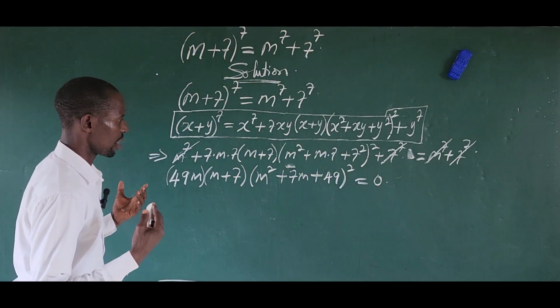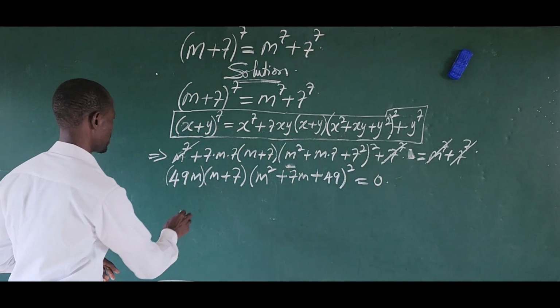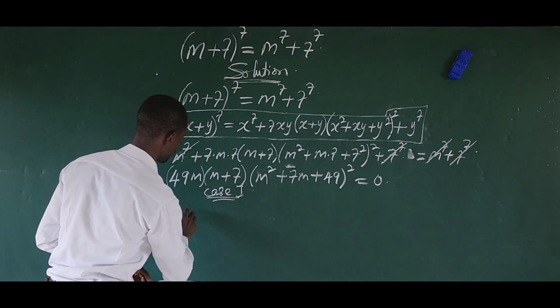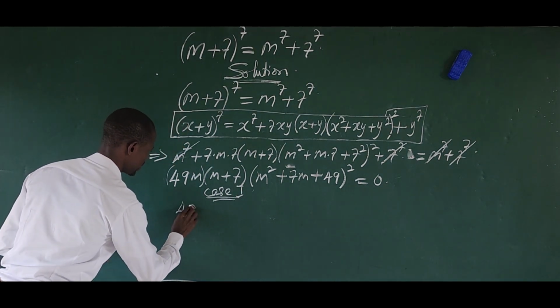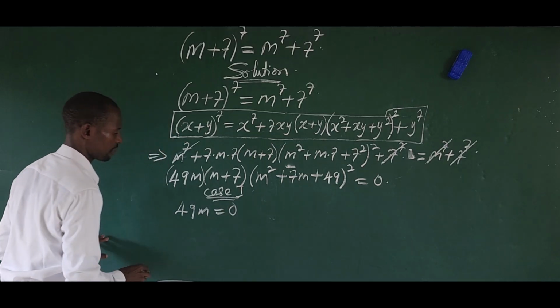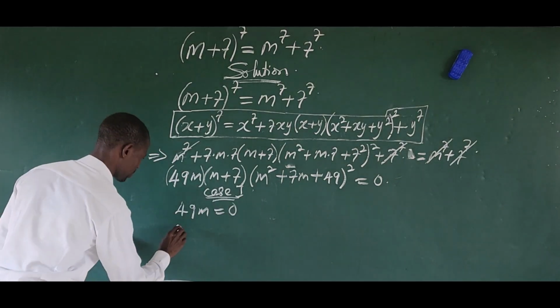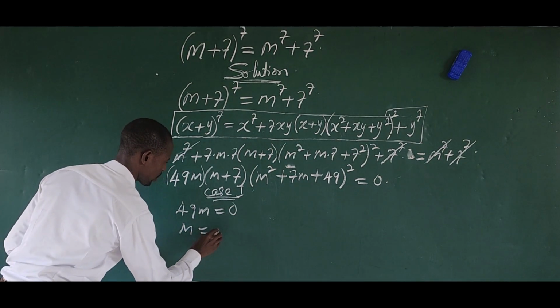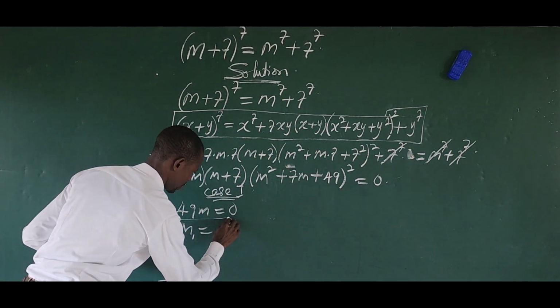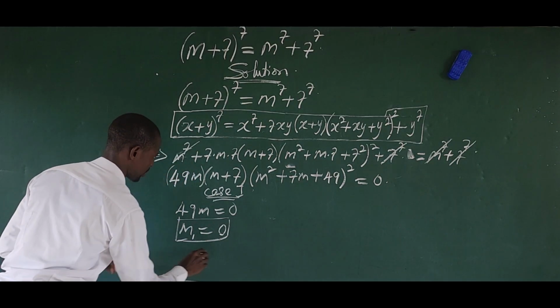So we have 3 cases here. Let's take the first one. So we have case 1. In case 1, we have 49m equal to 0. If we divide by 49, automatically we're going to have m equals 0. So this is our m1. So m1 equals 0.